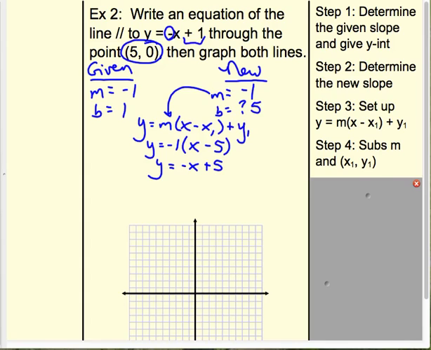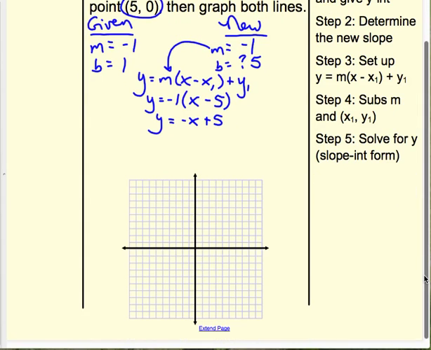And finally, we are going to graph these. So I'm going to graph my new line first, going up 5 on the y-axis for my y-intercept. And my slope is -1, or -1/1. Make sure when your slope is negative that your line falls. So down 1, right 1. Or, oops, I mean up 1, left 1.